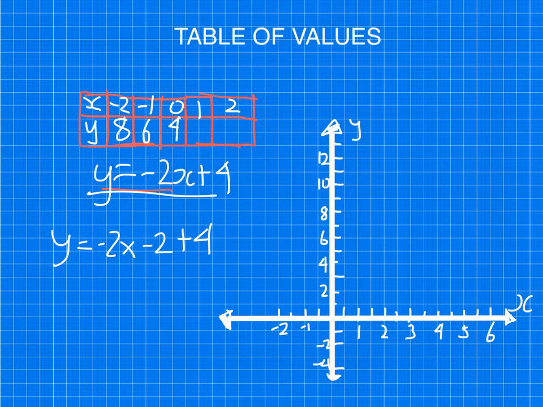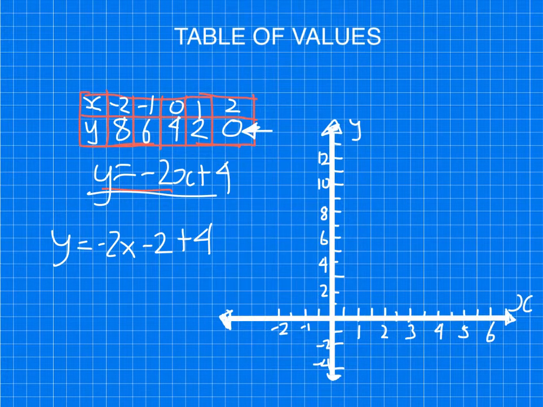And hopefully you can see a pattern. Each time x increases by 1, y decreases by 2. That's actually a definition of a linear function. Each time x increases by a certain amount, 1 or 2, y goes up or down by the same amount. There's always a pattern here in a linear function.